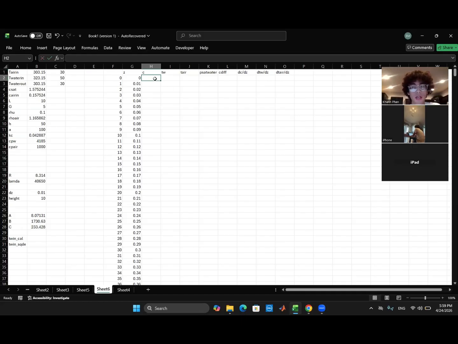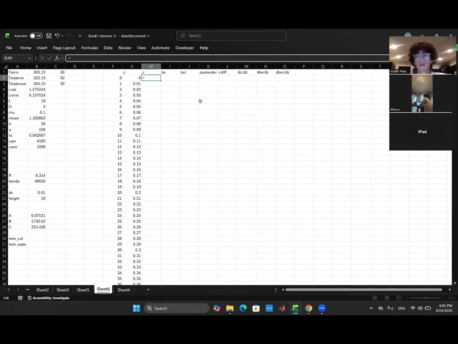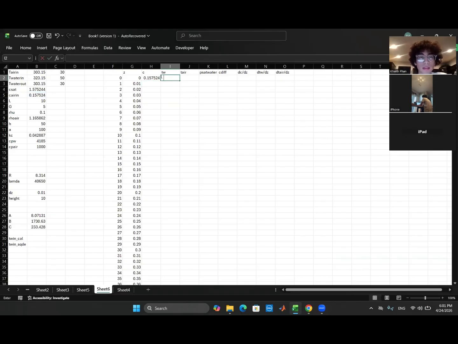So for our concentration, we're just gonna copy it from here. C air in, and then T water, same thing. So at this point, water is coming out, and then air is coming in because they're traveling in a counter direction. And then T air is just T air in, and then P sat water. I'm just gonna copy the end-to-end equation, okay?